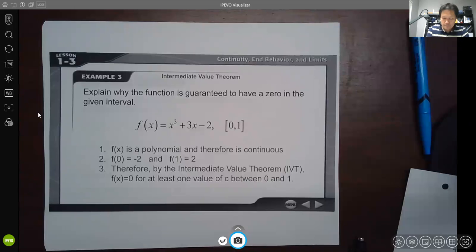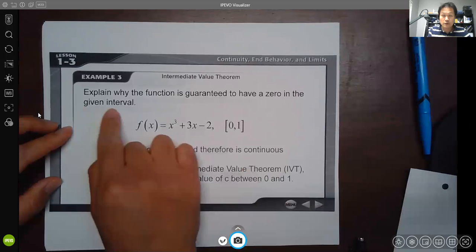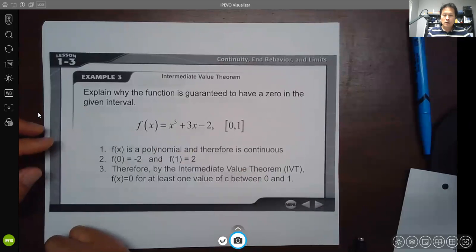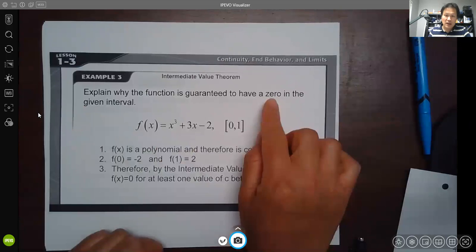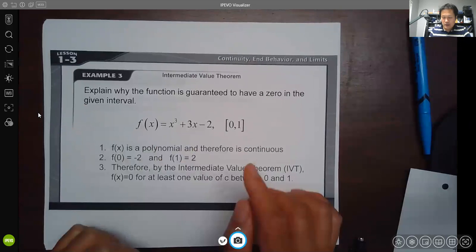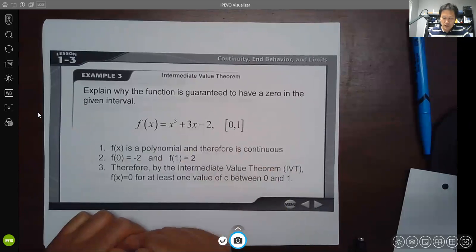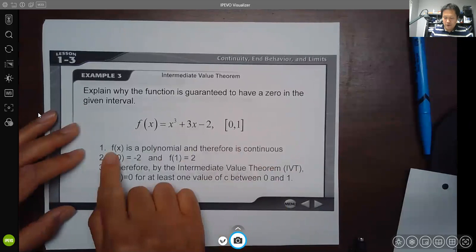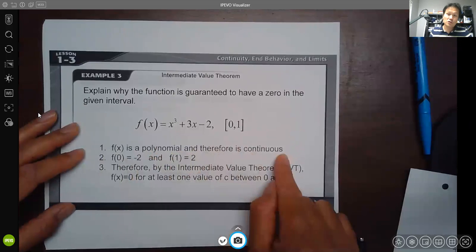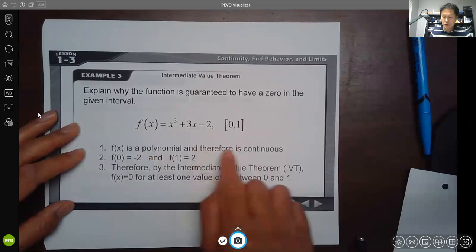1.3 part 3. Explain why the function is guaranteed to have a 0 in the given interval. So 0 means x-intercept. So they are asking between 0 and 1, how do we guarantee it? So first you say f of x is a polynomial, so it's continuous everywhere.